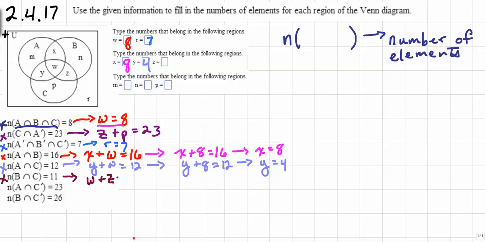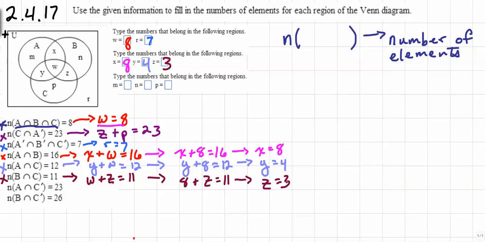So down here we're going to have this being W plus Z, and that is going to be equal to 11. But we already know what W is, and that's 8. So therefore I have 8 plus Z is equal to 11. Therefore Z will be equal to 3. And I can assign that right here. Notice that I'm still missing regions M, N, and P, but we're going to figure that out pretty quickly.